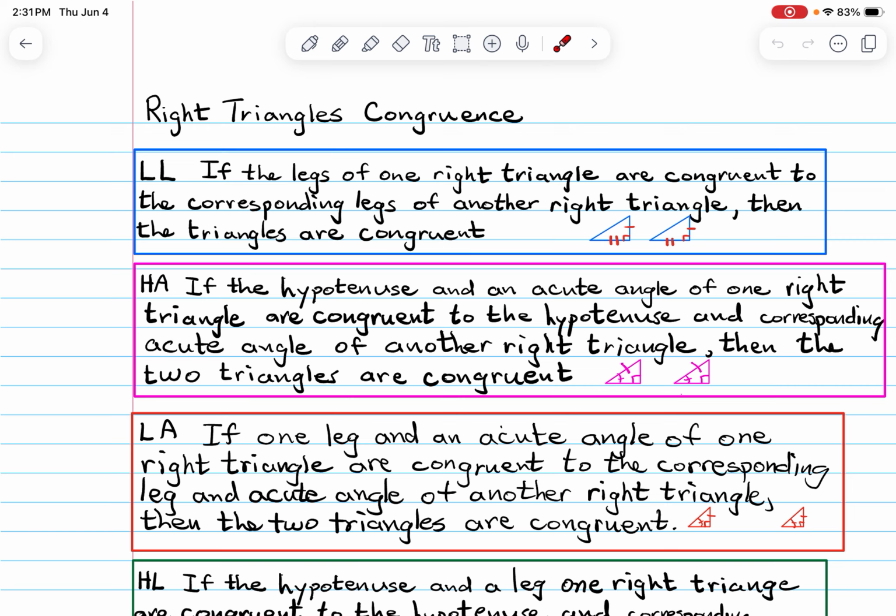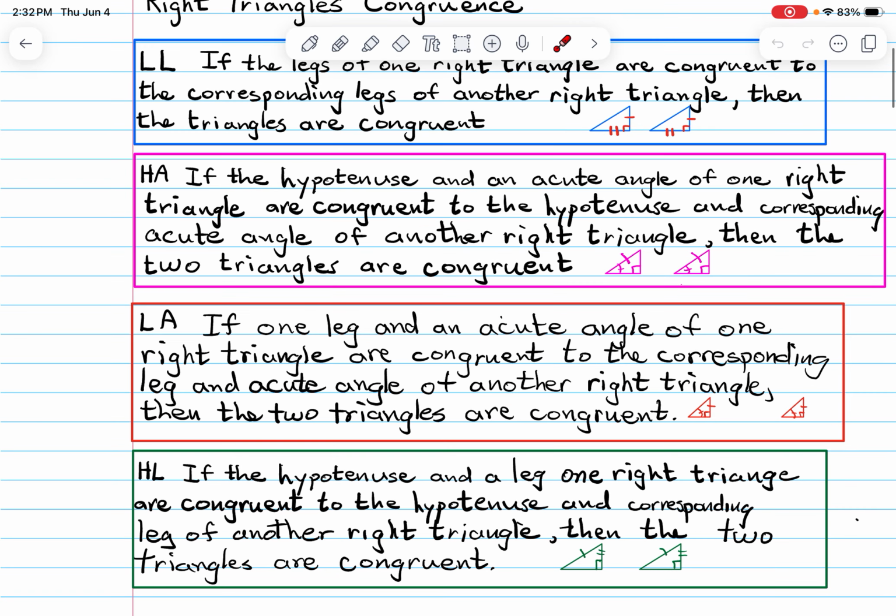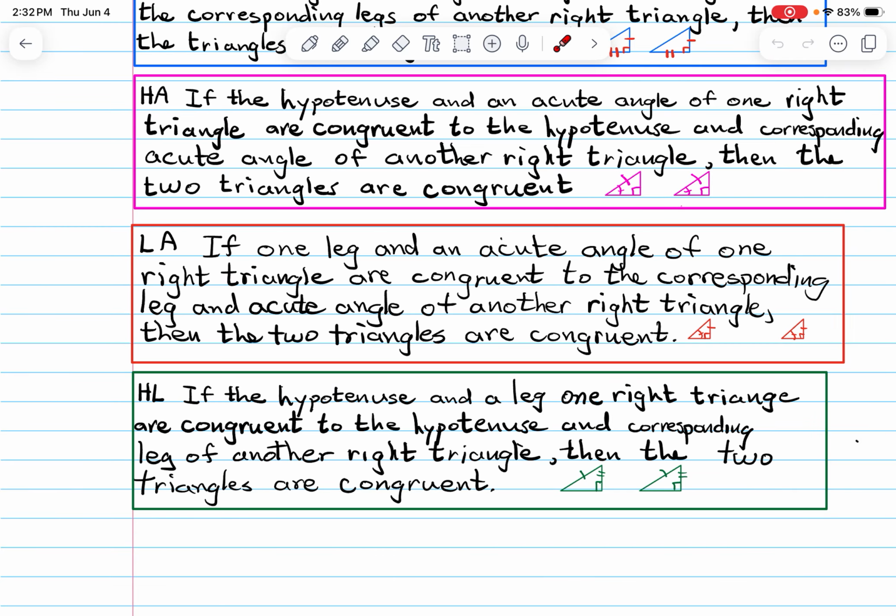And then the next one: if one leg and an acute angle of one right triangle are congruent to the corresponding leg and acute angle of another right triangle, then the two triangles are congruent. So I've got a situation like that drawn here. Here you have a leg and an acute angle, and you'll notice a lot of these are just special cases of what we already talked about. But we're just focusing in on the right triangle.